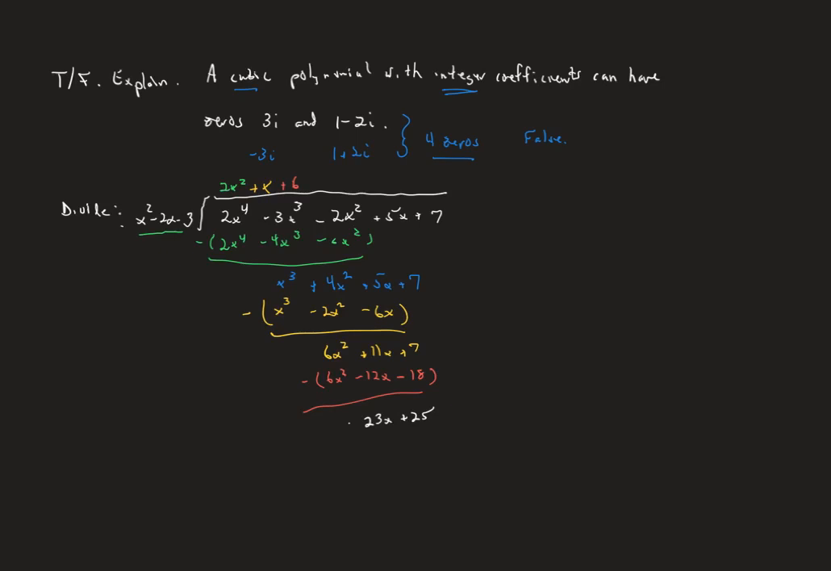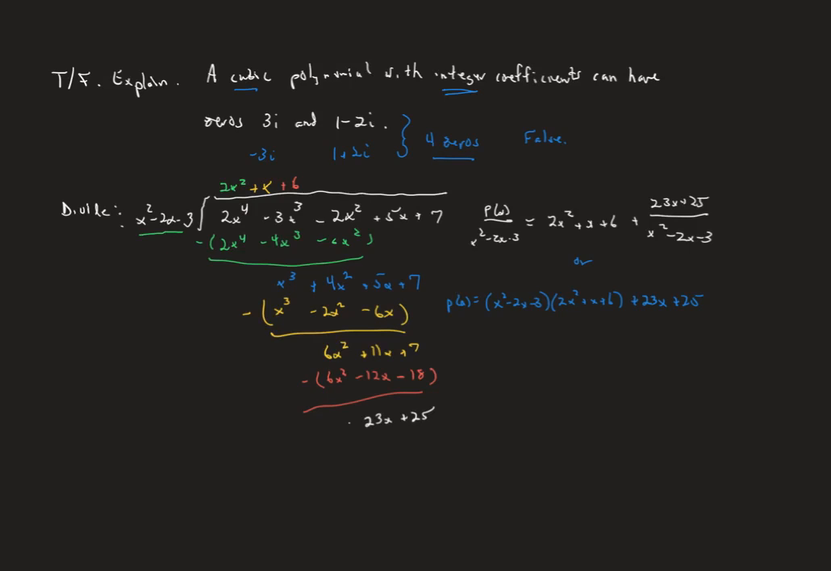So we can write our answer in one of two ways. We can say either the polynomial, the original p of x, divided by x squared minus 2x minus 3 is the quotient 2x squared plus x plus 6, and then plus take our remainder, 23x plus 25 over what we divided by, the x squared minus 2x minus 3 as a fraction, or we could write it as p of x is equal to the divisor x squared minus 2x minus 3 times the quotient 2x squared plus x plus 6, and then plus the remainder, the 23x plus 25. Either of those answers is okay.